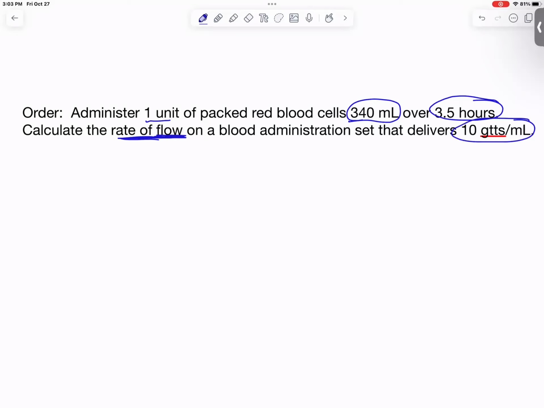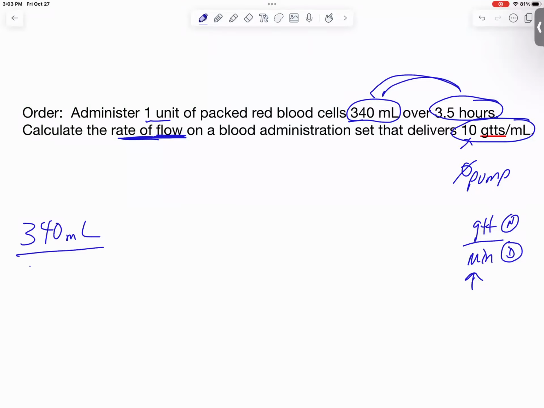So what's missing again in this question? There's no word of a pump, but there is a drop factor. So I'm solving for drops per minute. So numerator and denominator, cool. So how do I get there? I look for something like volume over time because I have time. And here is my volume over time. There's 340 milliliters and I have to give it in 3.5 hours. Beautiful. So how do I get hours to minutes? I know that one. 1 hour is 60 minutes. Gorgeous. Now I have minutes.